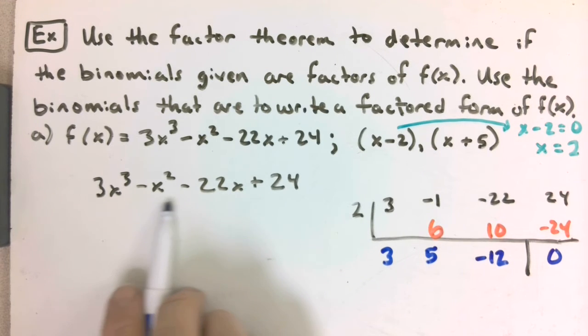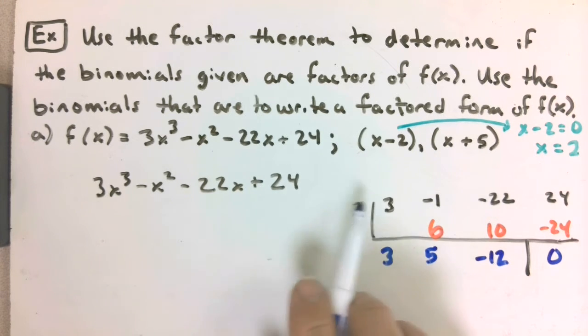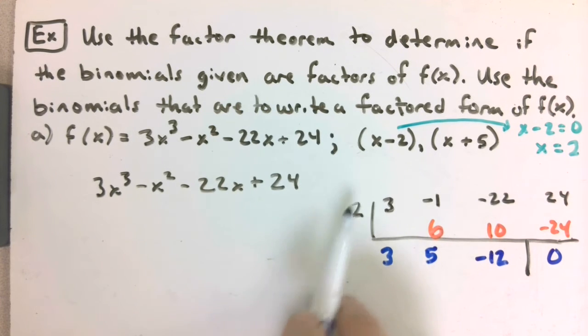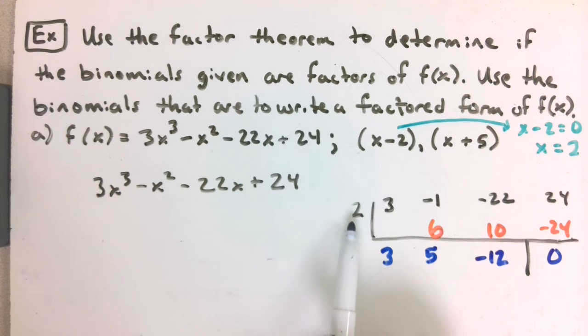So here is our original. I did synthetic division, and I did get a remainder of 0 when I divided by 2, which comes from that x minus 2 as a possible factor. So this means, because we got a remainder of 0, that x minus 2 is a factor.